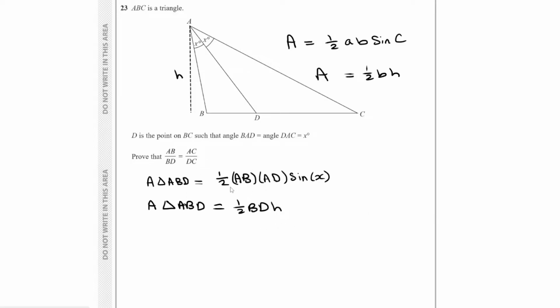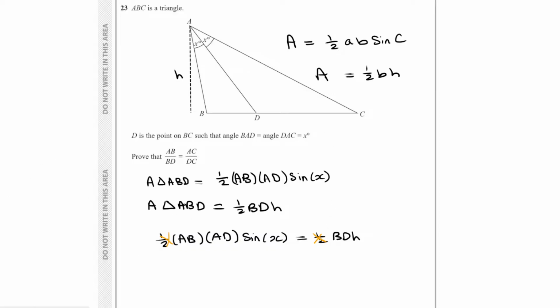Now, do you see how I could make those equal to each other? Because they are the same triangle. It's the same area. So I've got half AB times AD, I don't think this is worth the marks, honestly, sine X is equal to half BDH. I guess you could obviously cancel out the halves if you really wanted. Those would just disappear, wouldn't they?